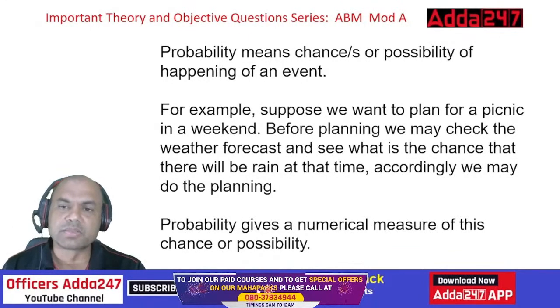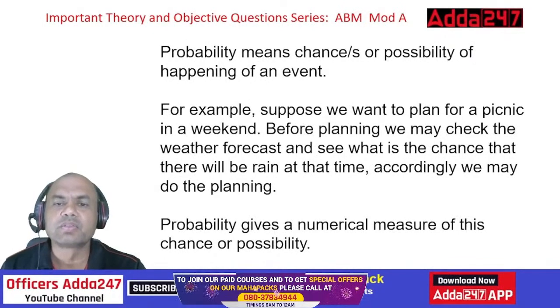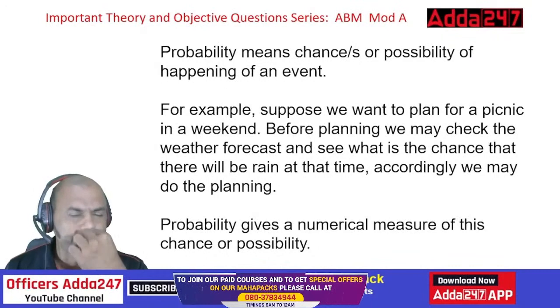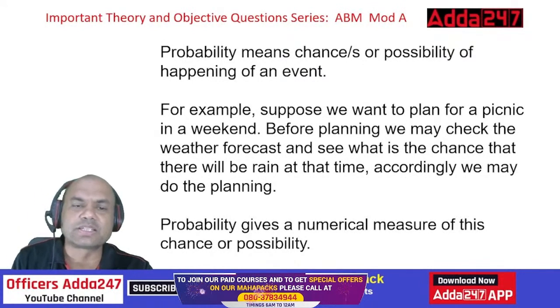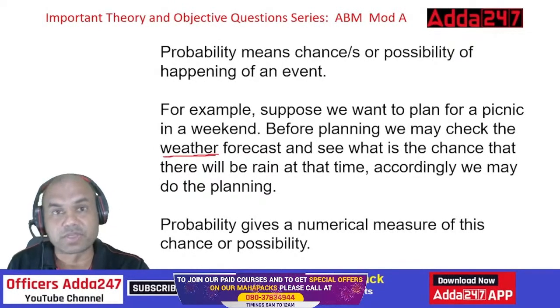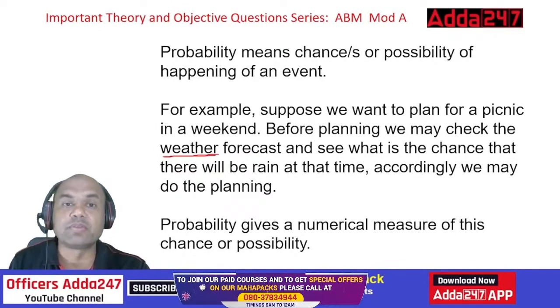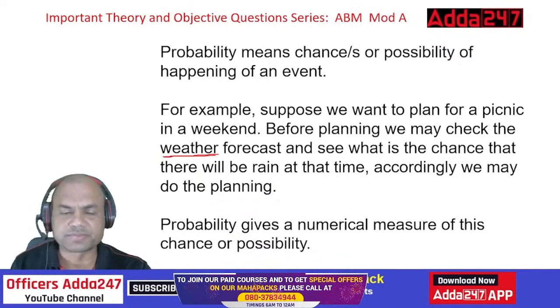For example, suppose you plan a picnic for the weekend. Before planning, what do we do? First, we check the weather forecast, to see the chance that it will rain at that time. Accordingly, we do the planning. This is just one example. You can also check hotel bookings, and railway or airplane bookings, whatever you are planning for. These are all the possibilities which you always check, isn't it?